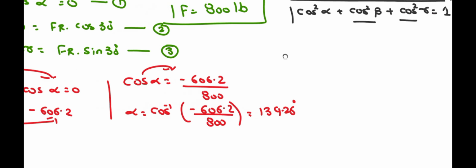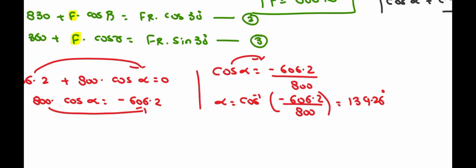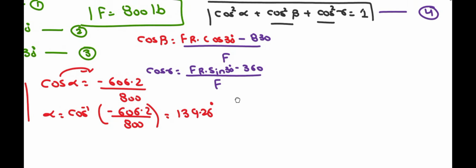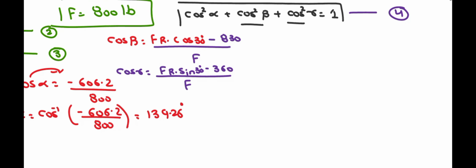From equation number 2, we easily find the value of cos beta, which is nothing but Fr dot cos 30 degree with negative sign 830 upon F. This is basically the value of cos beta from equation number 2. From equation number 3, the value of cos gamma is written as Fr dot sine 30 degree with negative sign 360 upon F. This is the value of cos gamma from equation number 3. Now substitute the values of cos beta, cos gamma, and alpha, which I already found, and it is nothing but 139.26 degree.